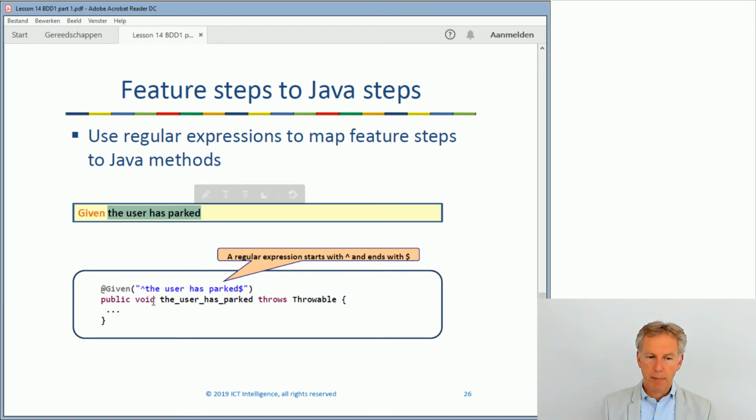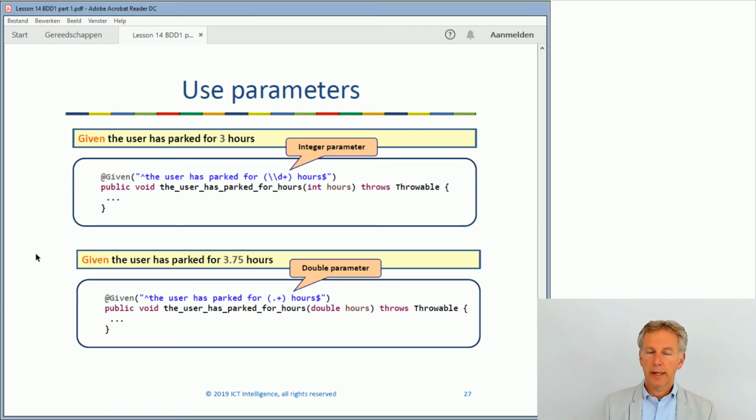Then you have a method. How that method is called doesn't matter. The name of the method doesn't matter. What Cucumber will do for me is create this method for me. It will also create this annotation already for me. And sometimes I have to modify it a little bit, but it is created for me. I don't have to write it all by myself. And typically the default is that whatever text you have here, it uses that same text as the method name. So these two match now. Then we can have parameters. So in this case, the user has parked for 3 hours. The 3 is a parameter.